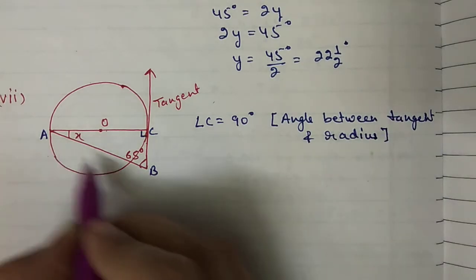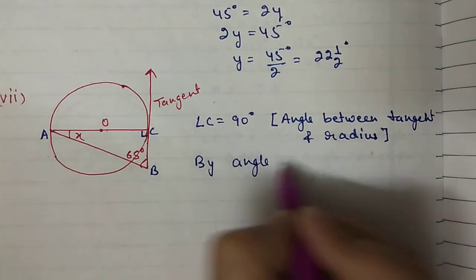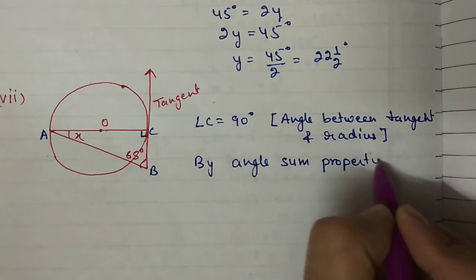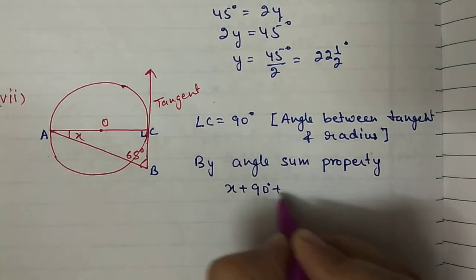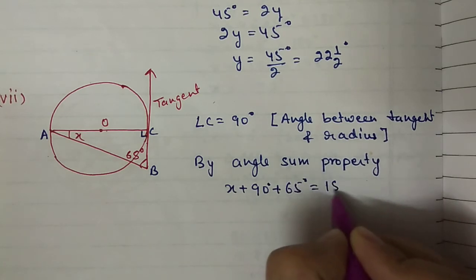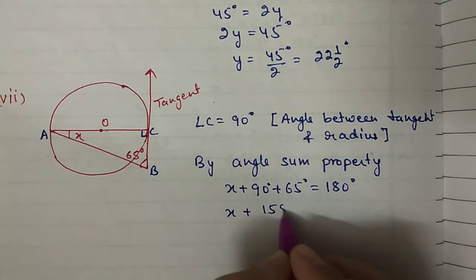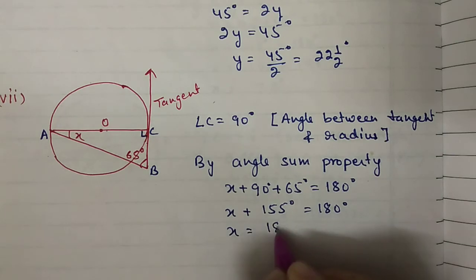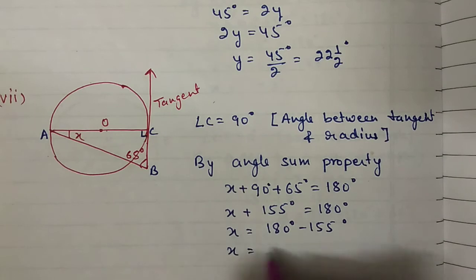Now in this triangle we can use angle sum property. By angle sum property, the sum of all three angles of a triangle will be 180 degrees. Means x plus 90 plus 65 will be 180 degrees. So 90 plus 65 will be 155 degrees, which is equal to 180 minus x. So the x value will be 180 minus 155, equal to 25 degrees.